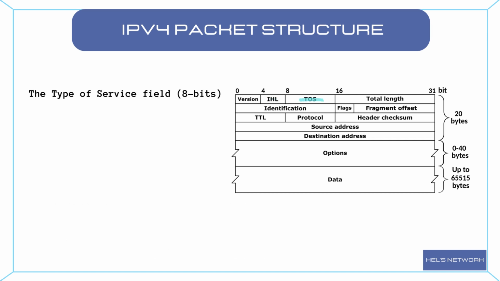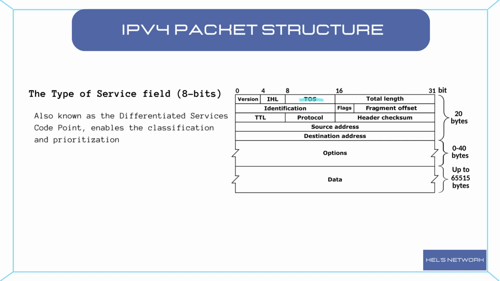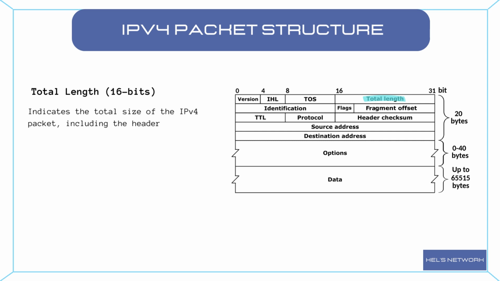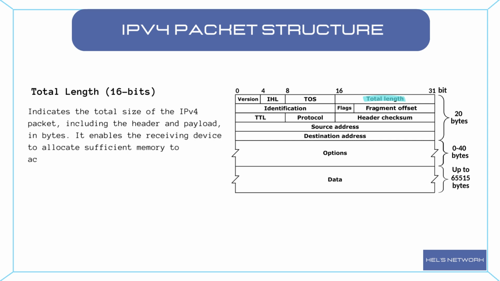The type of service field, also known as the differentiated services code point, enables the classification and prioritization of packets based on specific requirements. It allows network administrators to assign different levels of service to packets, ensuring efficient delivery based on factors such as packet priority, delay, throughput, and reliability. The total length field indicates the total size of the IPv4 packet, including the header and payload, in bytes. It enables the receiving device to allocate sufficient memory to accommodate the entire packet.